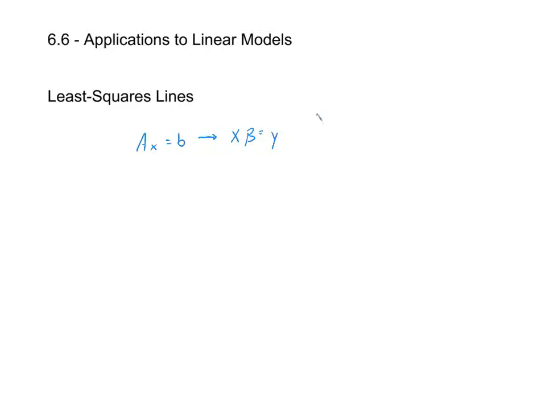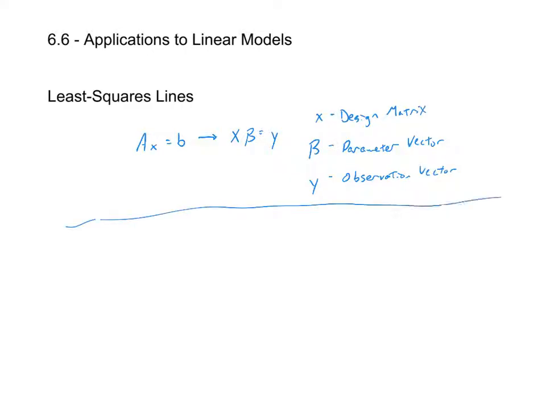All right, and we're going to give each of these guys names. X is called the design matrix. And then beta is called the parameter vector. And y is the observation vector. Okay, so start out just with that notation. That's our first piece here.